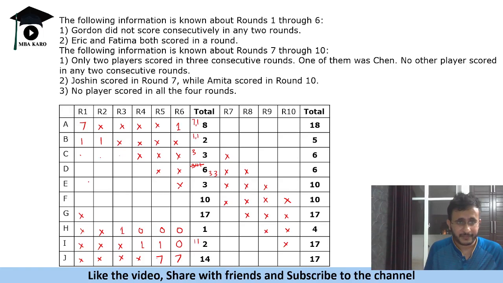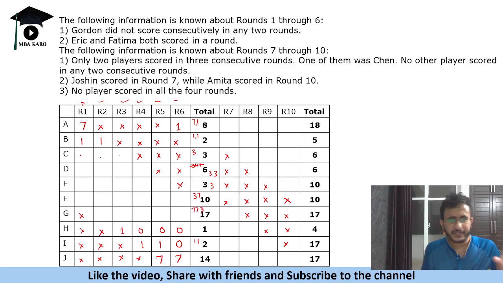Can this person have triple 1? No, because 1 is filled in this round, 1 is filled in this round, 1 is filled in this round. So we have filled all the 1 pointers, so we cannot use the 1 pointer now. So this person must have scored 3 in a single round. 10 will be 3 and 7. One round 3, one round 7. This will be 7, 7, 3.